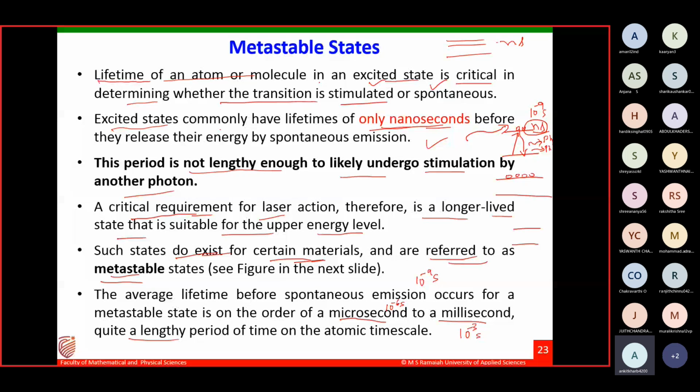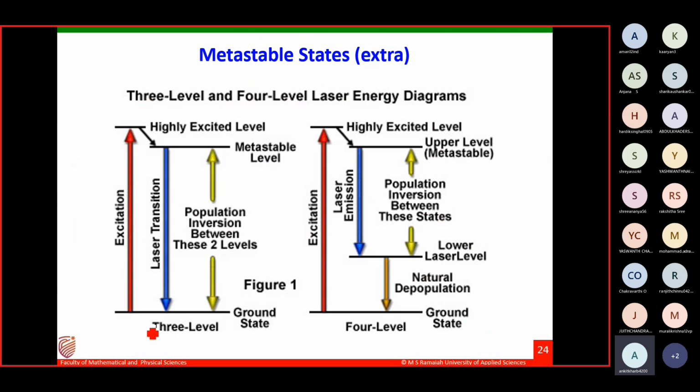This is one of the schematic diagrams of metastable states. For example, let us consider a system which is a three-level system. That means there is a ground state level and there are two excited states, but not all excited states will have a higher lifetime. See here, this is the ground state, and once I create the population inversion, I make atoms go to a higher energy level. But the time period of this one is 10 to the power of minus 9 seconds. Within nanoseconds, they jump back to the lower energy level.